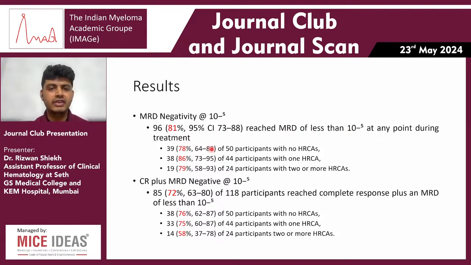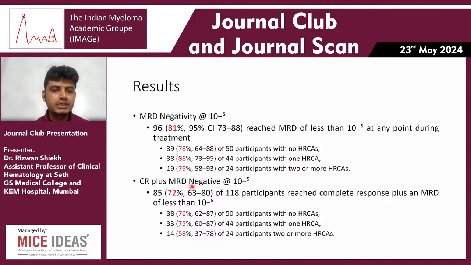And if you stratify it as per high-risk abnormalities, no high-risk abnormalities, one high-risk abnormality, or two or more high-risk abnormalities, then 78% achieved it in patients who did not have any high-risk features, 86% in those who had one high-risk feature, and 79% in those who had two or more high-risk features.